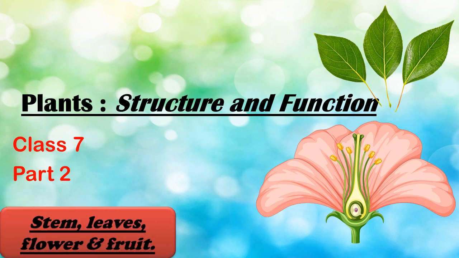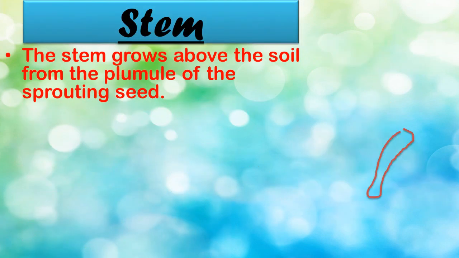So let's start. Okay, so student, in this video we shall study about stem, leaves, flower and fruit. So we will see details about all these four structures of plants. Let's study. Okay, so student, first part is the stem.